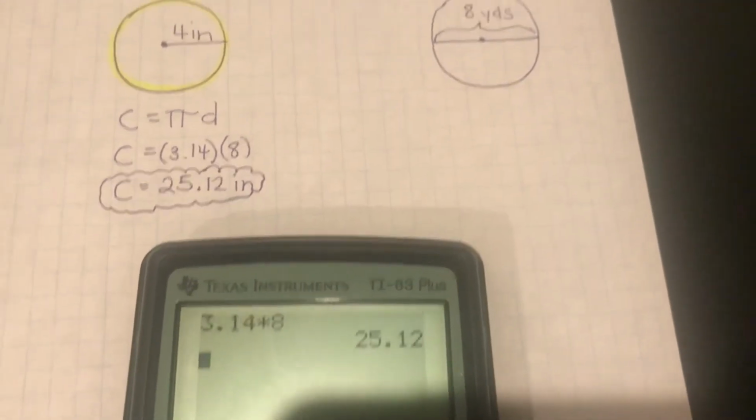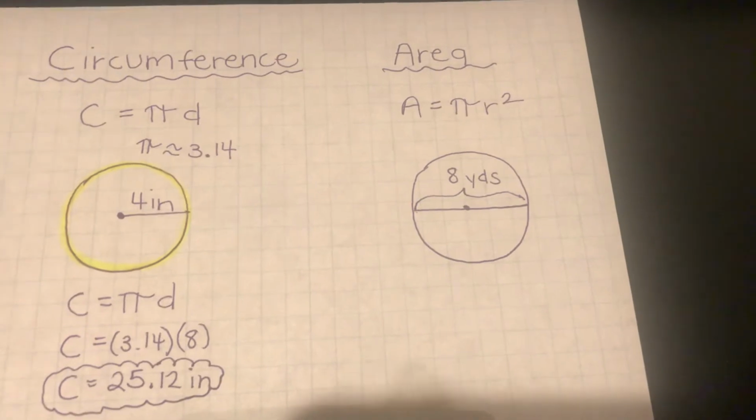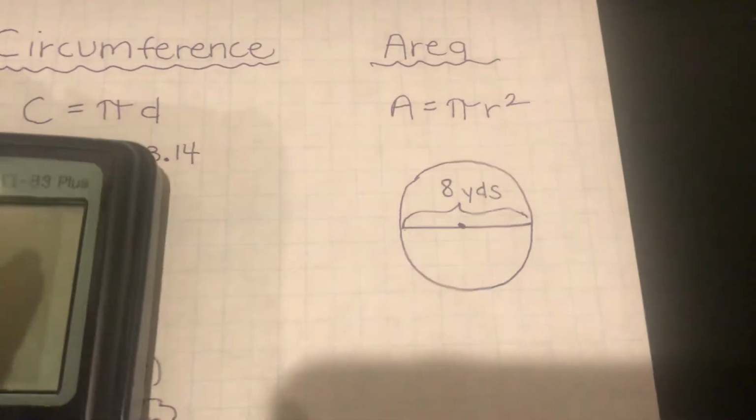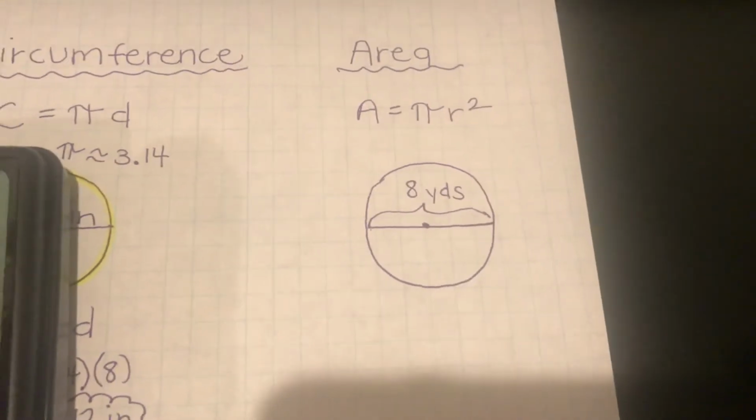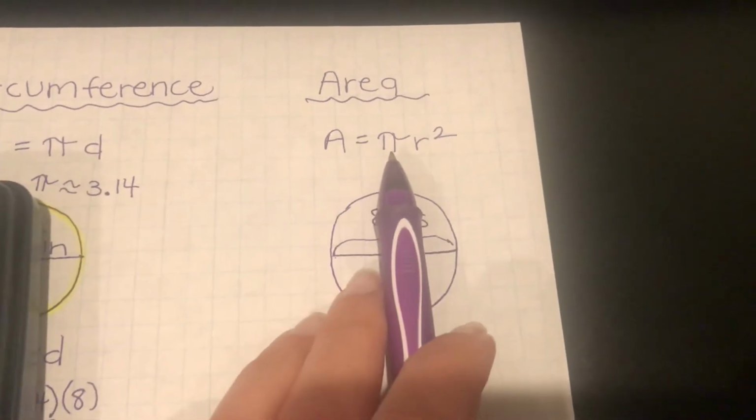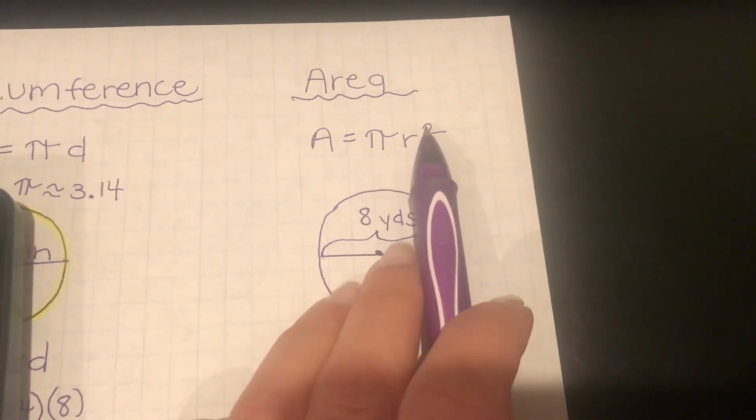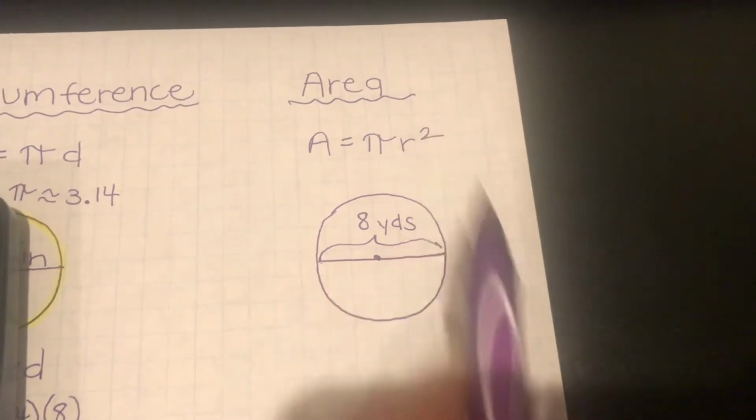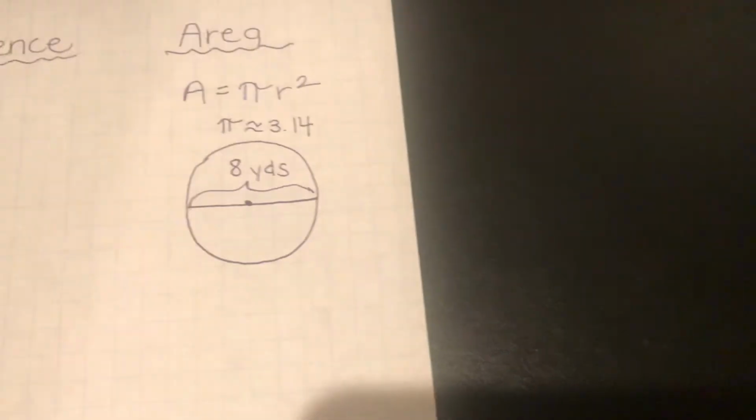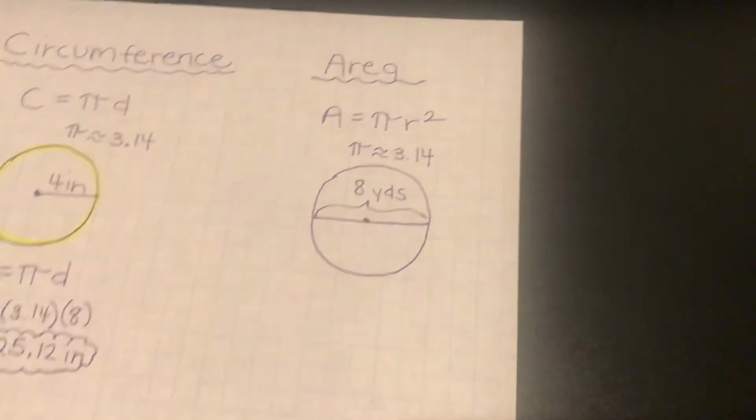Okay, then we're going to move to the other one. For this one, we're trying to find the area, so we're using a different formula. My formula for this one is area is equal to pi times radius squared, not radius times 2, but radius squared. So again, we're using that same value of pi because that's a constant. Pi is approximately 3.14.